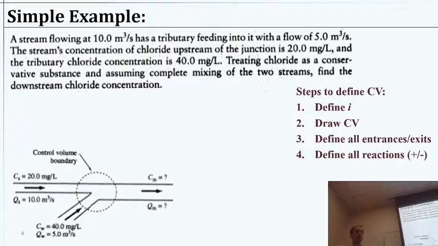So we have a stream flowing at 10 cubic meters per second. It's got a tributary feeding into it with a flow of 5 cubic meters per second. The stream's concentration of chloride upstream of the junction is 20 milligrams per liter, and the tributary chloride concentration is 40 milligrams per liter. Treating chloride as a conservative substance, that means we have no reactions happening, and assuming complete mixing of the two streams, find the downstream chloride concentration. Okay, so go ahead and see if you can solve this in 3 or 4 minutes.